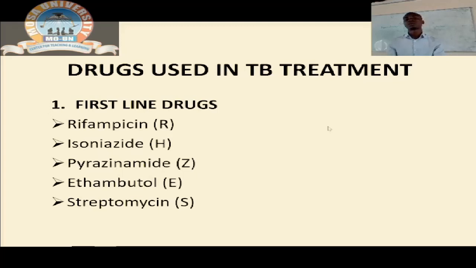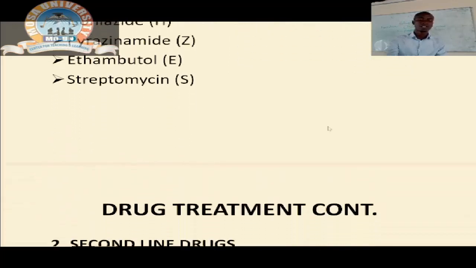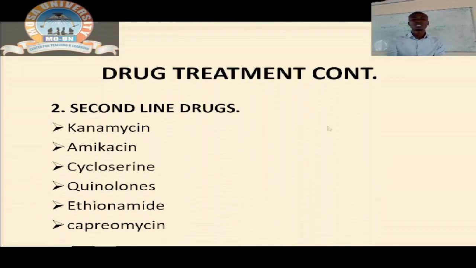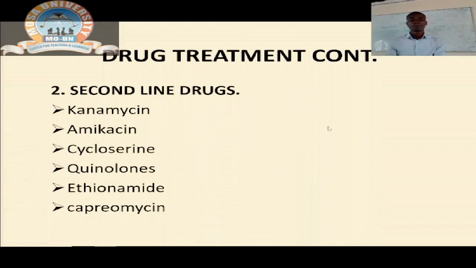In this slide, we are going to discuss the first-line drugs in the treatment of tuberculosis. And also, there are second-line drugs we use in the treatment of tuberculosis, such as kanamycin and amikacin. But today, we are going to discuss the first-line treatment of tuberculosis.